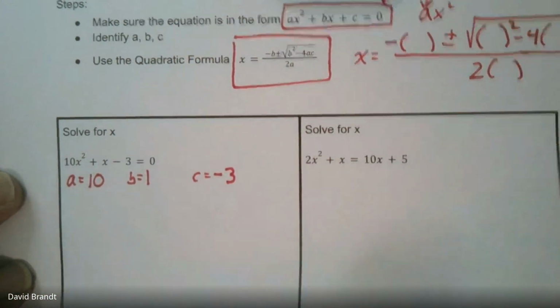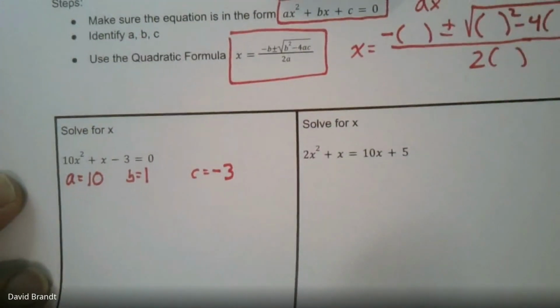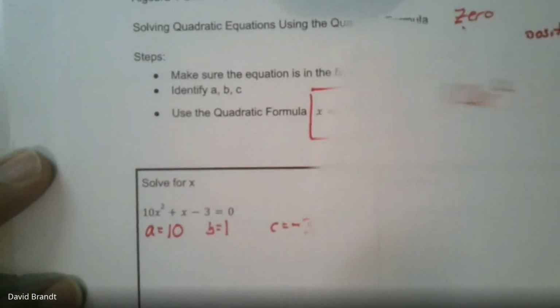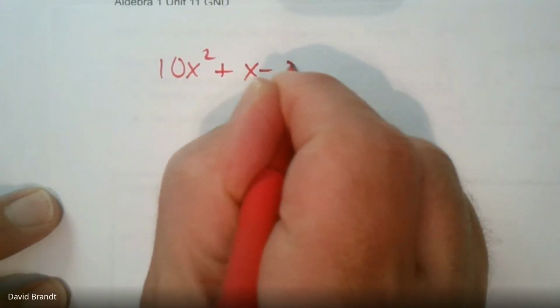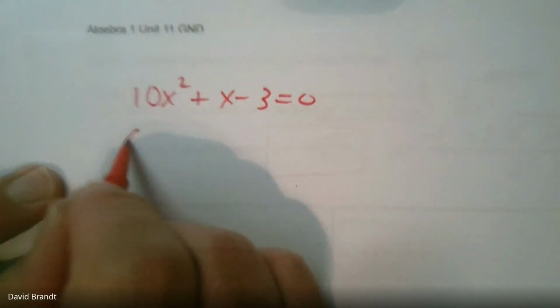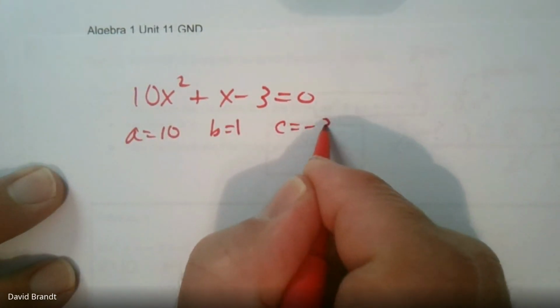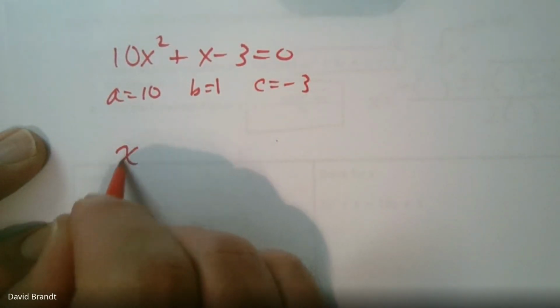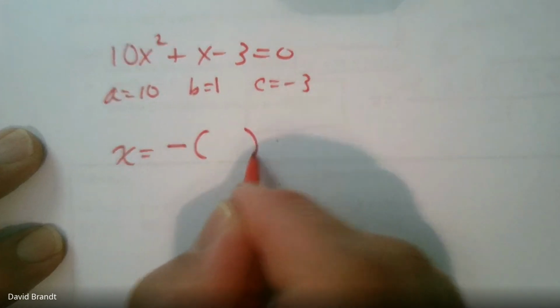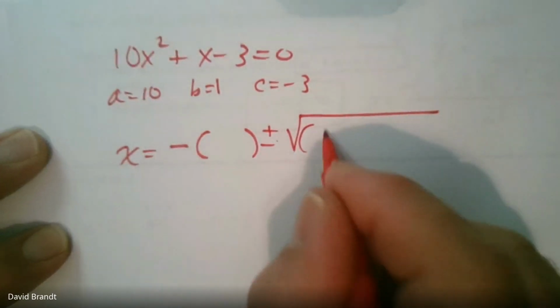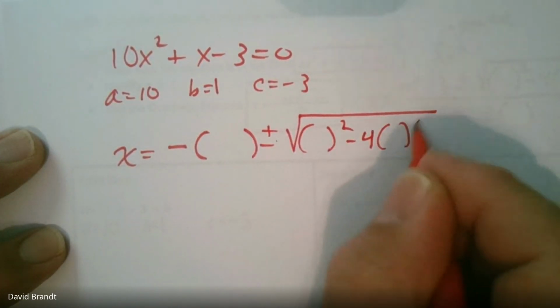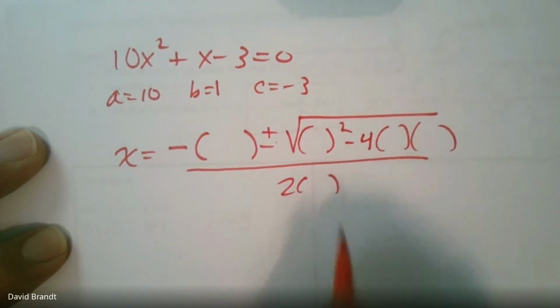Now, I think y'all like it better when I write a little bigger. So let's do it on this sheet of paper here. So I've got 10x squared plus x minus 3. Okay, so a is 10, b is 1, it's the number in front, c is negative 3. All right, let's write down that formula. All right, that's what the formula looks like.